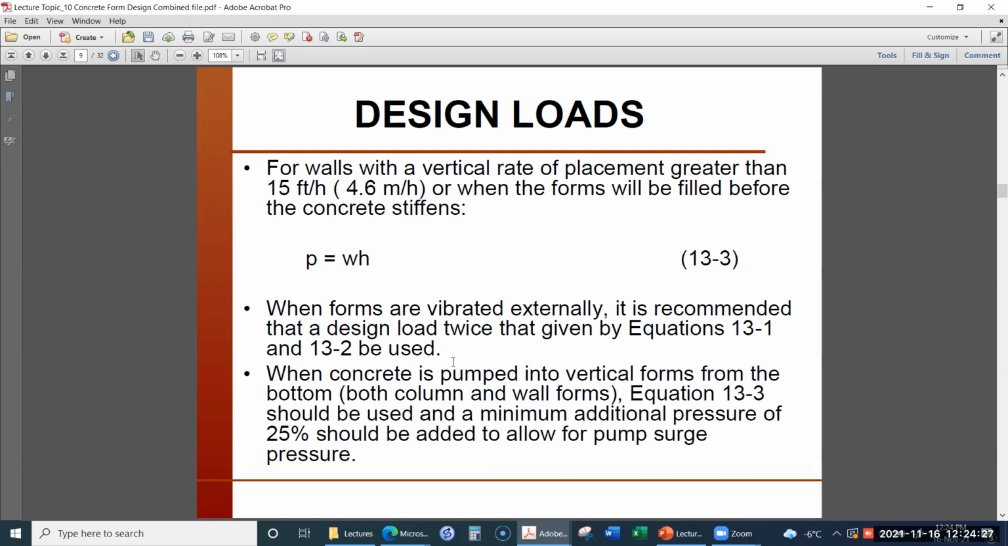And when the concrete, on the other hand, is pumped into the vertical forms from the bottom, that is the column and the wall forms, equation 13.3 should be used, and a minimum additional pressure of 25% should be added to allow for pump surge pressure. So when the concrete is pumped from the bottom in both the column and the wall forms, whatever pressure value you calculate from equation 13.3, 25% more of that should be used.